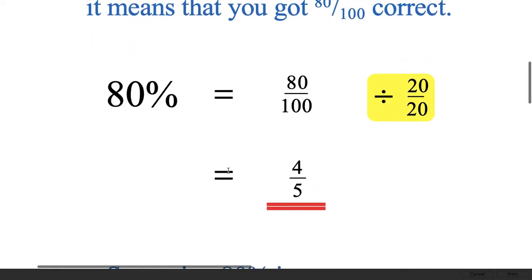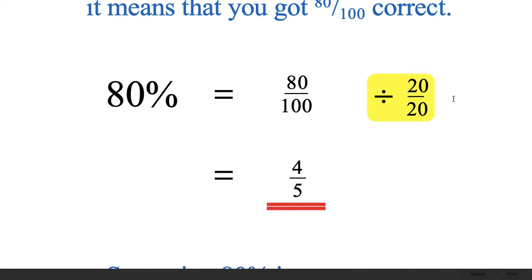So converting 80% to a fraction, you say 80% is the same as 80 hundredths. Percentage just means out of 100. And 80 and 100 both have a common factor of 20. So they can both be divided by 20 to reduce 80 hundredths to 4/5.